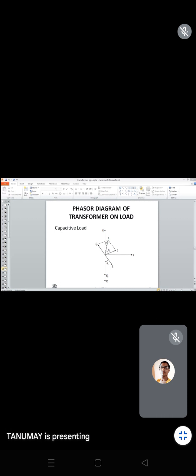So there is supply voltage V2. V2 will be in the same direction as E2, as we are considering that in this case there is no loss over the secondary side. That's why this will be the direction of V2. So I2 will try to lead from this particular V2 with some angle, theta 2 right now.